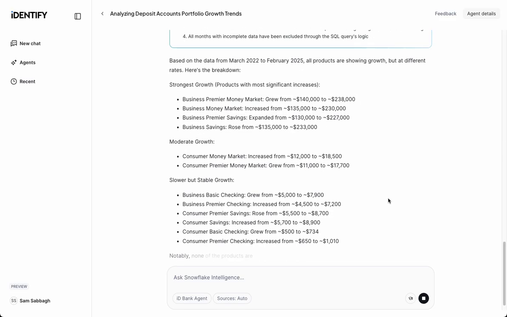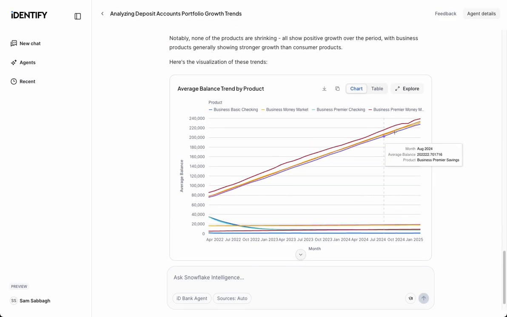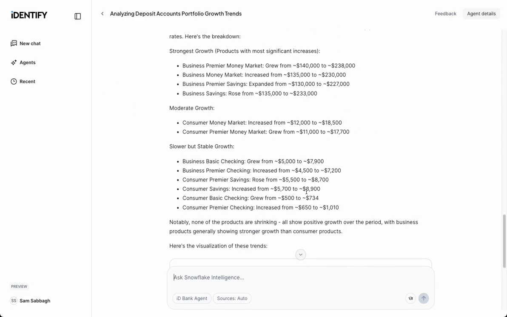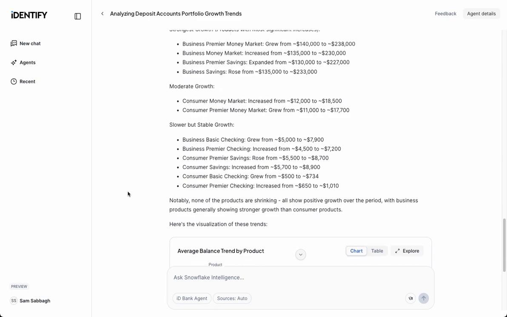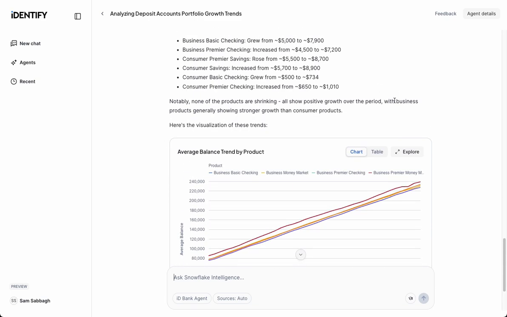And let's just scroll down to the chart first. Okay, we see some products are growing, some not so much. And here it's making those comments that we've got some business products, money market, savings, all have grown. And the ones that are more stable, more consumer. It also points out that business products generally are showing stronger growth than consumer products.